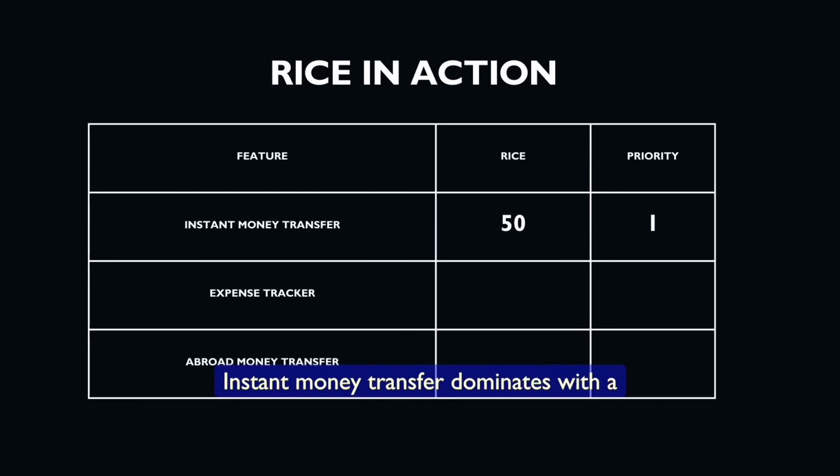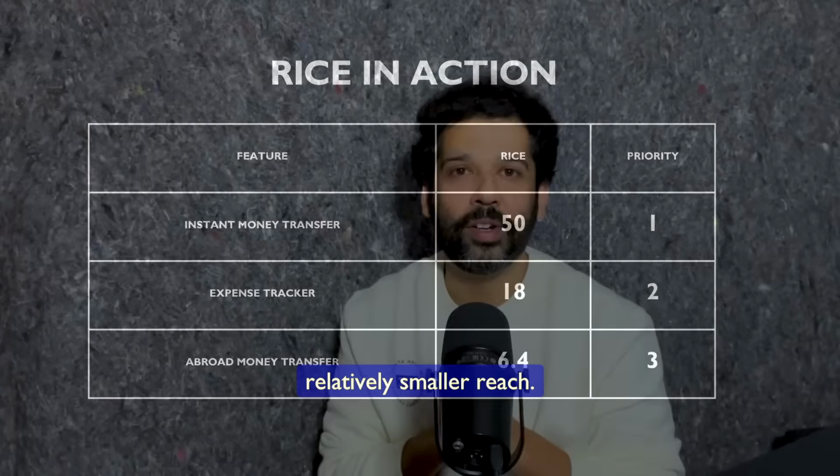Instant money transfer dominates with a RICE score of 50 due to high reach, high impact, and relatively low effort. Expense tracker has a moderate RICE score of 18, reflecting its appeal and easy implementation. And money transfer abroad scores the lowest at 6.4, mainly because of its high complexity and relatively smaller reach.